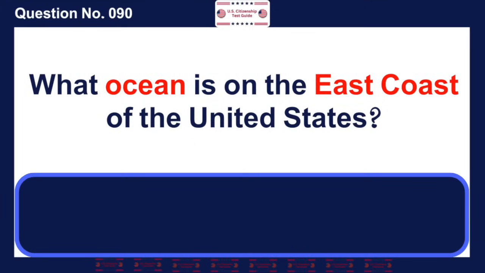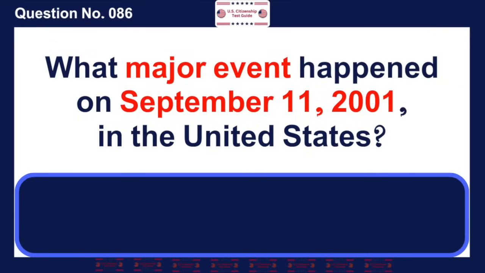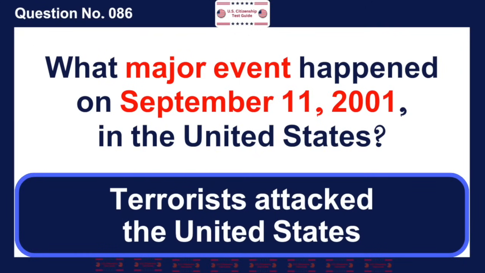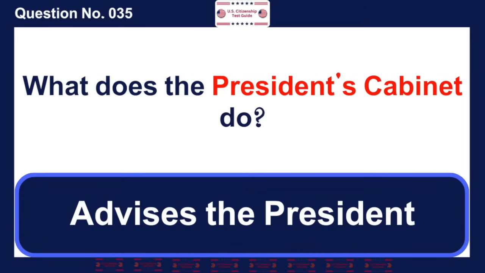What ocean is on the east coast of the United States? Atlantic Ocean. What major event happened on September 11, 2001 in the United States? Terrorists attacked the United States. What does the President's Cabinet do? Advises the President.